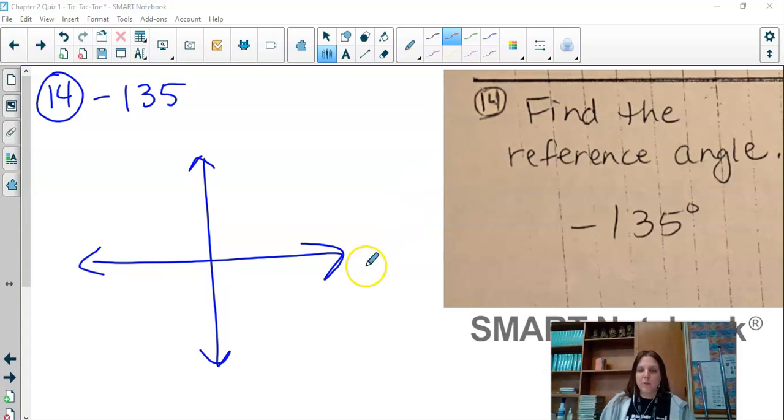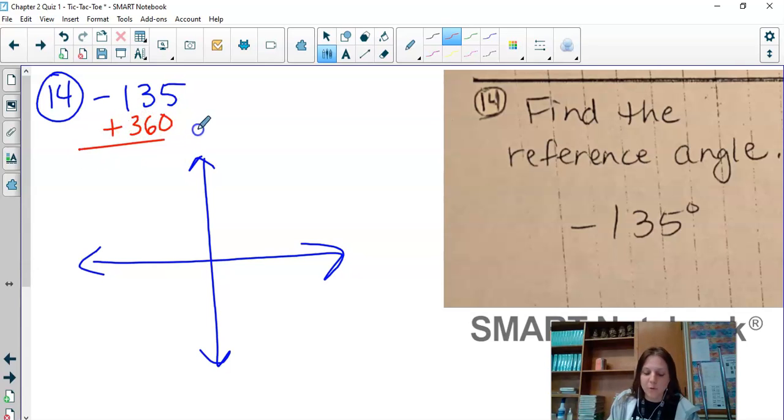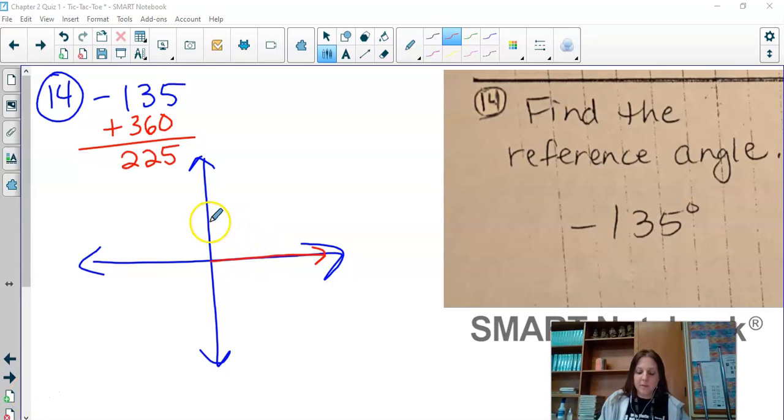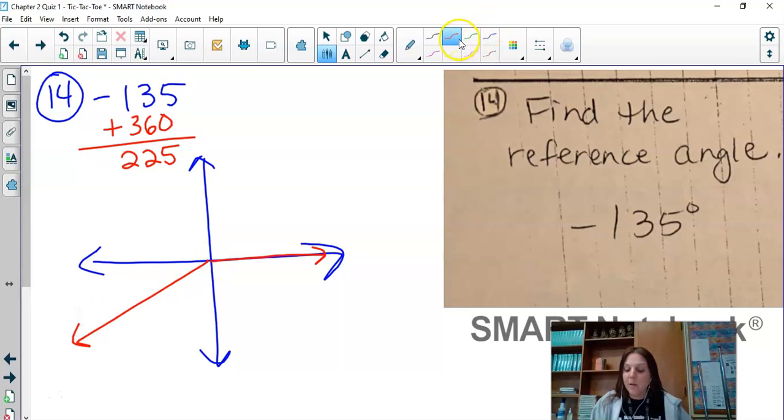So finding the reference angle is just a matter of drawing a picture, but I have to find something coterminal first. So first I'm going to add 360 so that I can draw this out. Okay, so this is 90, 180, 270, so 225 would be somewhere down in this quadrant. As usual, we're going to drop a perpendicular, and what we're trying to figure out is this angle right here. That's your reference angle.